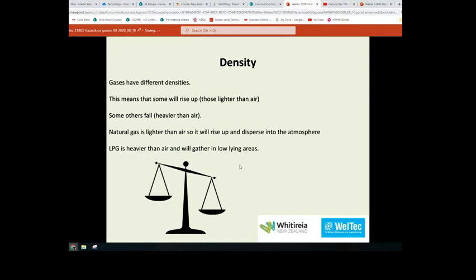Densities. A gas's density is compared to air, because air is what's around us all the time. So if it's got a number less than 1, it's lighter than air. If it's got a number above 1, it's heavier than air, air being 1. So as we stated already, natural gas is lighter than air, so it will rise up and disperse. LPG is heavier, it will fall down. And in your study guide, there is a table outlining the main gases that are covered in the assessment and which ones are heavier than air, flammability limits, stuff like that.